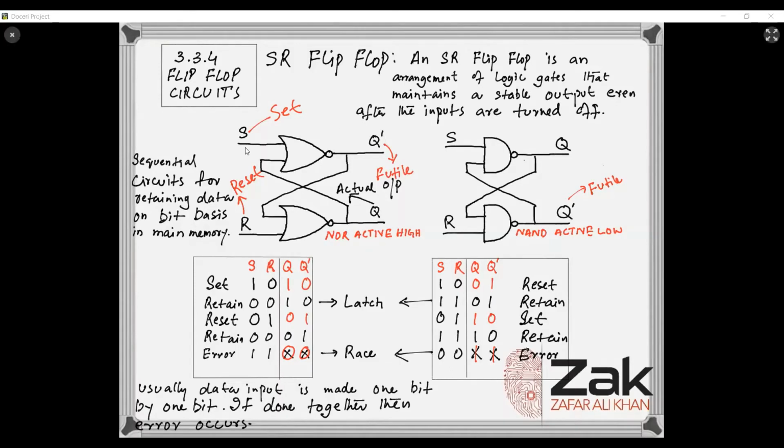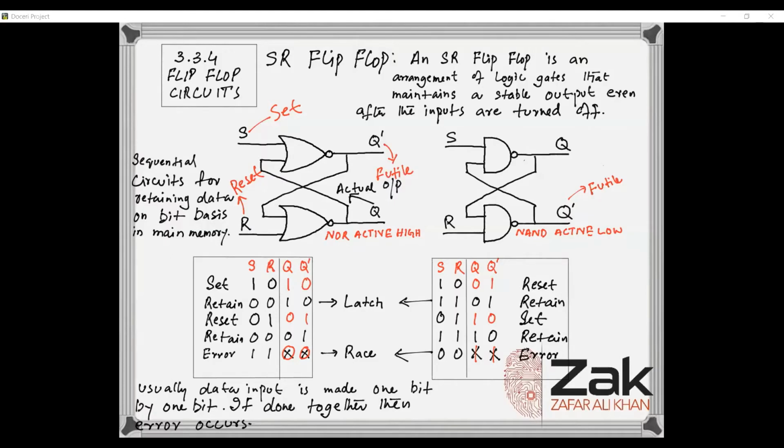Over here, you are just understanding these circuits. If you want to set the circuit, put 1 in S and R would already be 0. We don't change them both together. The output at Q will be the actual output and the output at Q naught would be the futile output, which the system has to do something with, but not we as users. Now, sequential circuits for retaining data on a bit basis in memory: SR, and we are studying NOR based SR.